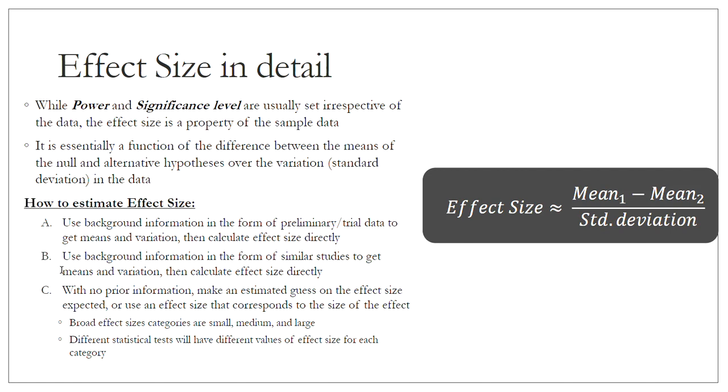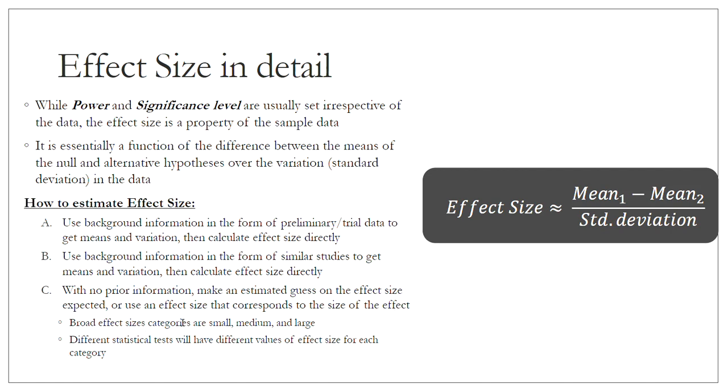You can also use background information in the form of similar studies to get means and variation, and then calculate effect size directly. So for that, the background information would be like when you do your lit review, you're kind of collecting information on what are kind of the norms, what are the standards when you're using that type of survey or doing that type of experiment, if it is an experiment. Ultimately, though, with no prior information, we would just make an estimated guess on the effect size expected or use an effect size that corresponds to the size of the effect.